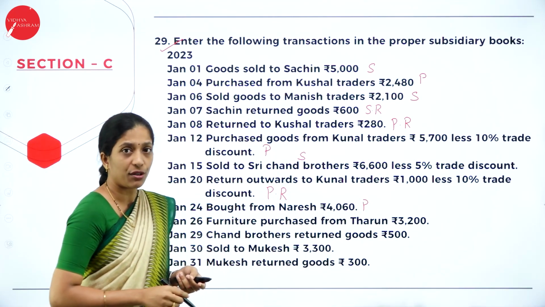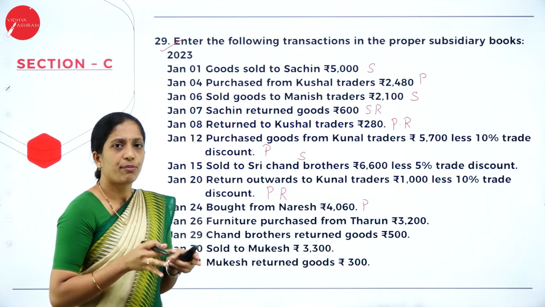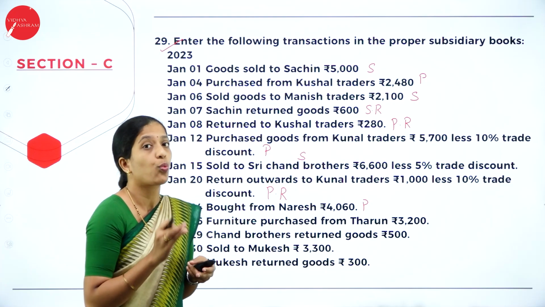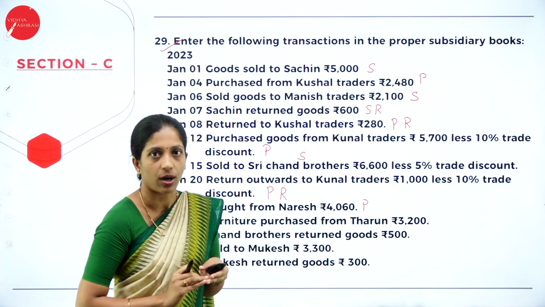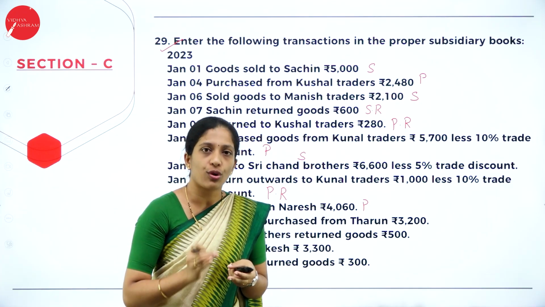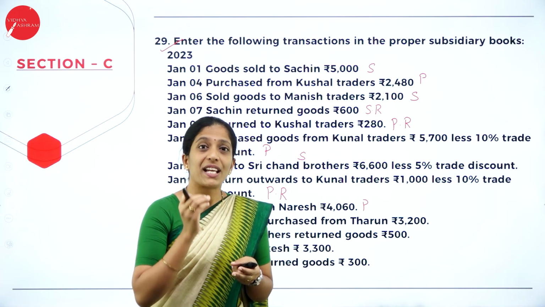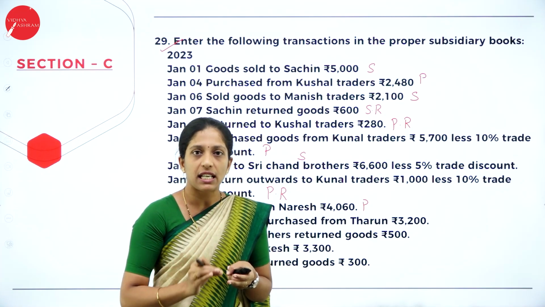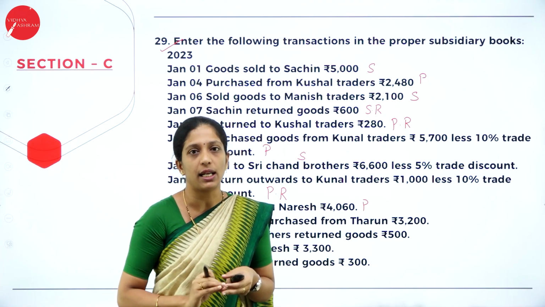Furniture purchased from Tarun. Now first, before recording the transactions in your subsidiary book, you have to know what type of transactions you have to record. We will record only those transactions that are credit purchases or credit sales of goods only. If it is any other asset, it comes under journal proper.